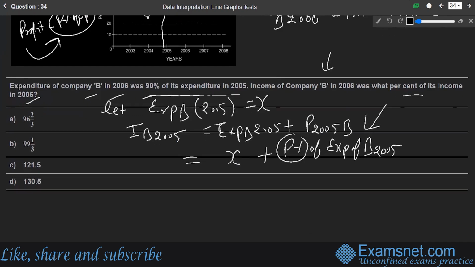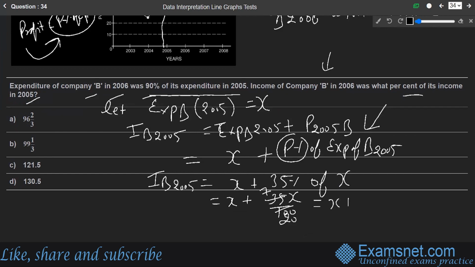So by this we can understand that income of B in 2005 becomes X plus the profit percent, given as 35% of X. Expenditure of B we assumed to be X, so it becomes X plus 35% of X. If we solve this further, this is X plus 35X over 100, which when we cut by 5, 5 7s are 35 and 5 20s are 100.